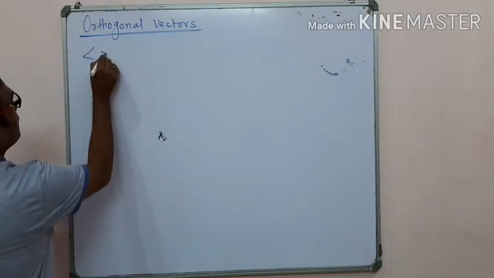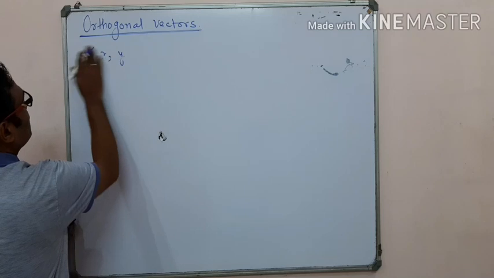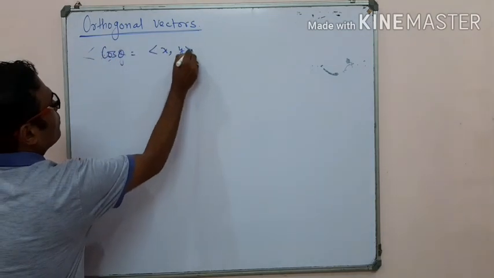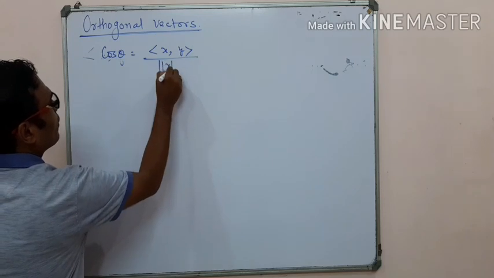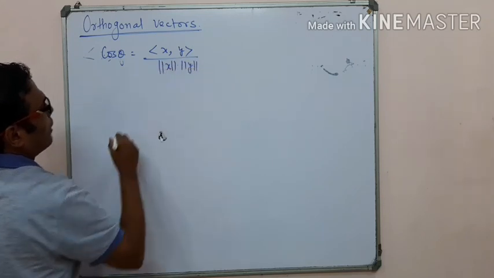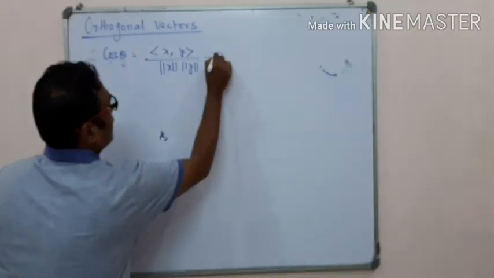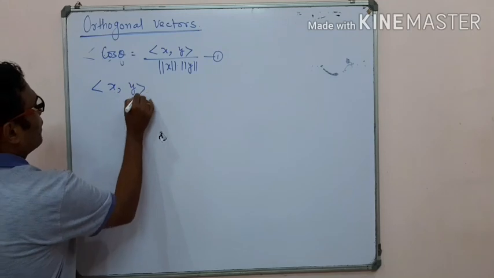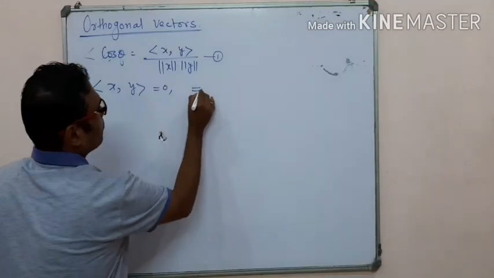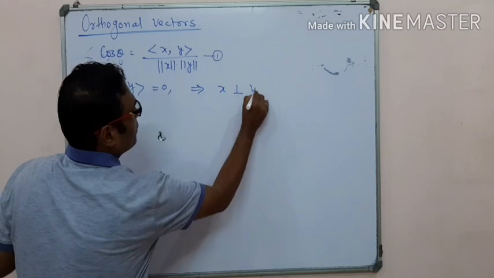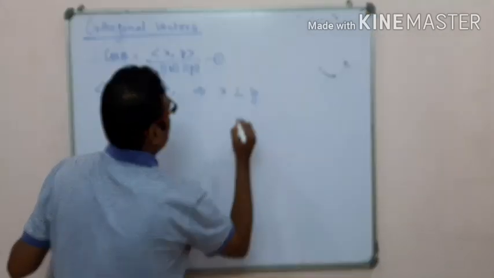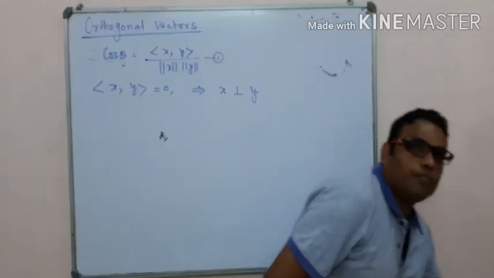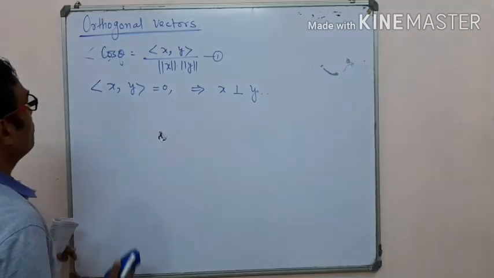inner product space: cos theta of x comma y is equal to the inner product of x comma y whole divided by the norm of x into the norm of y. This is the formula, and in the previous class we already discussed that if the inner product of x comma y is equal to 0, it implies that x is perpendicular to y, where capital X is an inner product space. Now today we discuss the orthogonal vectors.